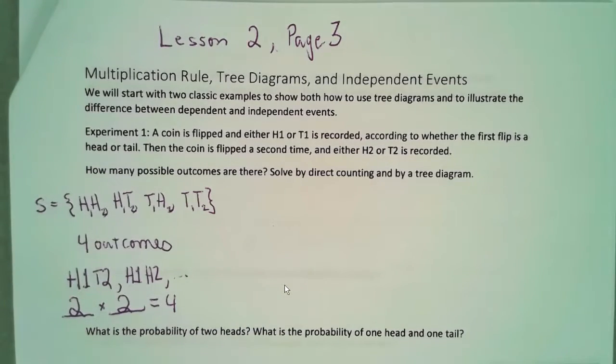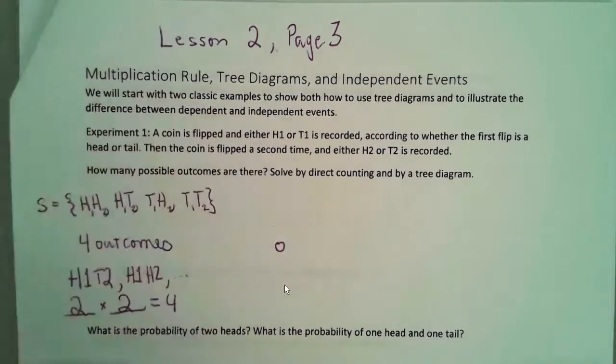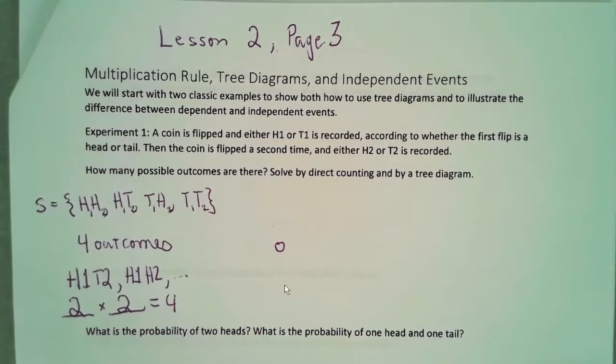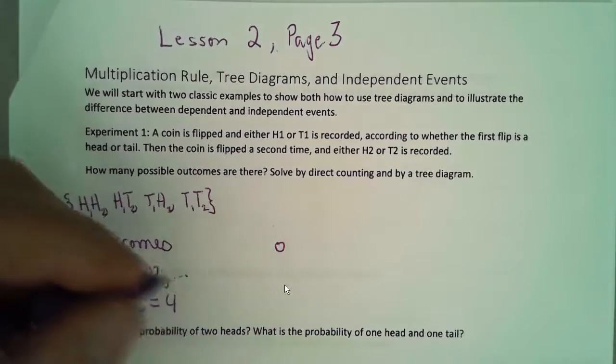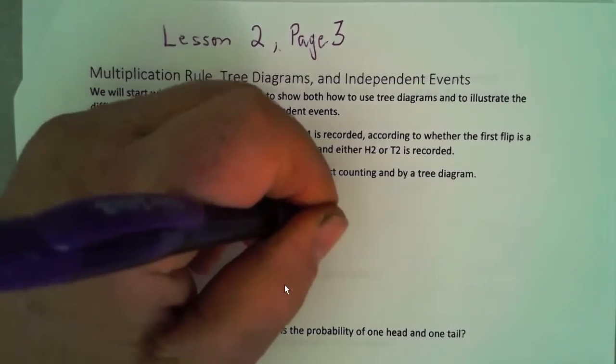Now, a tree diagram will allow us to think of this in a step-by-step way. Sometimes this follows exactly with a physical situation. Sometimes it's more of a logical way of breaking down what's happening. But in this case, it's actually physical. We're going to flip the coin twice. So the idea is you have some starting point, and then you flip the coin, you're going to either get a head or a tail.